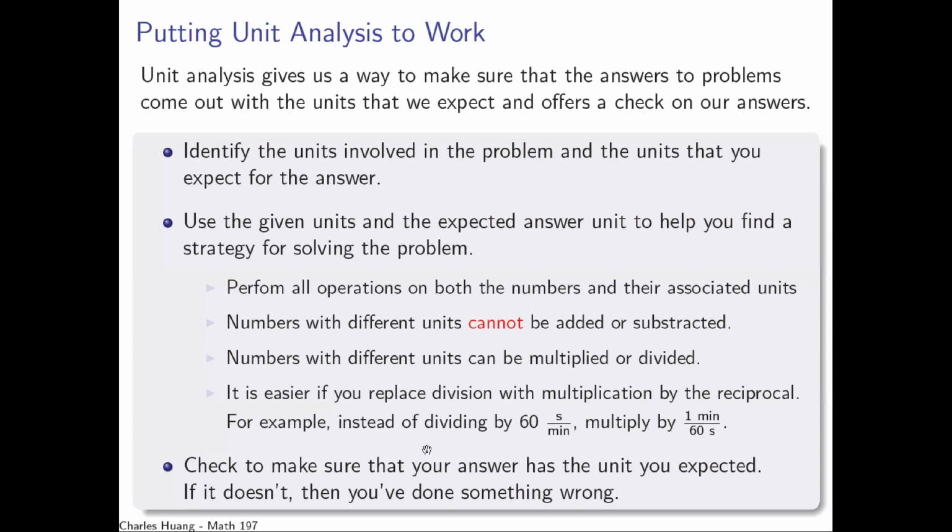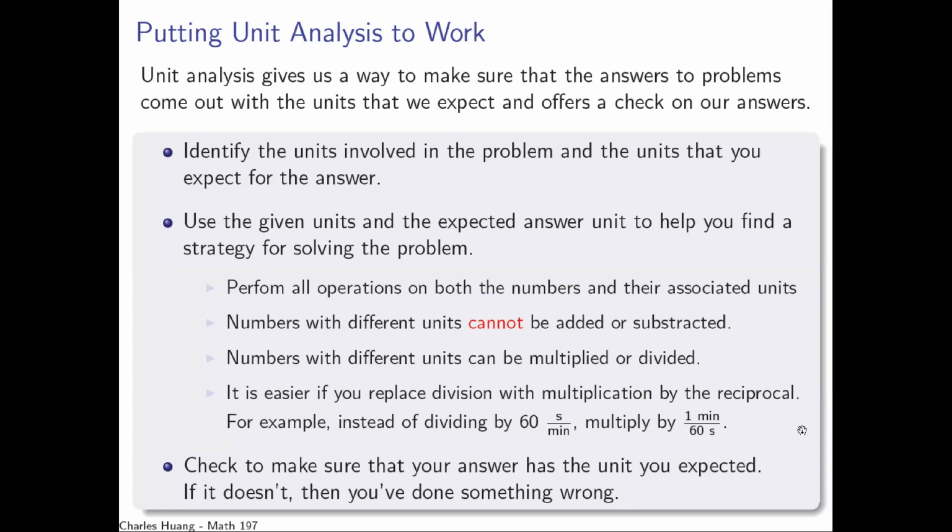Sometimes, instead of dividing by a number like 60 seconds per minute, we can think of it as 60 seconds divided by 1 minute and change that to the reciprocal, 1 minute on the top, 60 seconds on the bottom. And then we have to make sure that after we do all our calculation, we did get to the units that we are looking for.